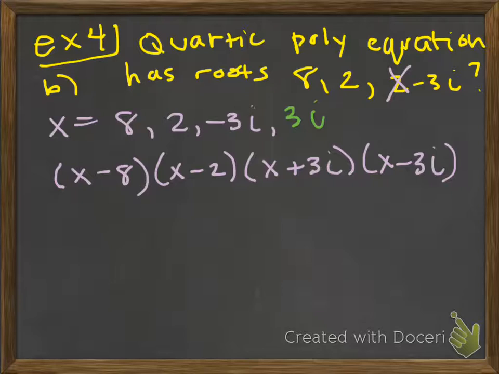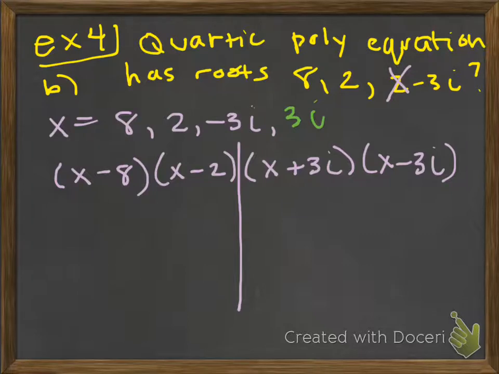So this problem turns into a big foiling or boxing problem. The key is that you always foil together your imaginary binomials, and then you always foil together your non-imaginary. So I'm going to kind of split this in half, and we're going to foil together the right-hand side first, and then we'll foil the left-hand side.